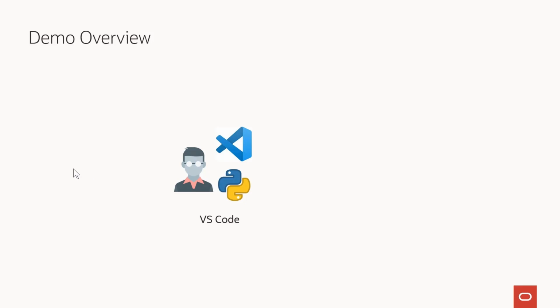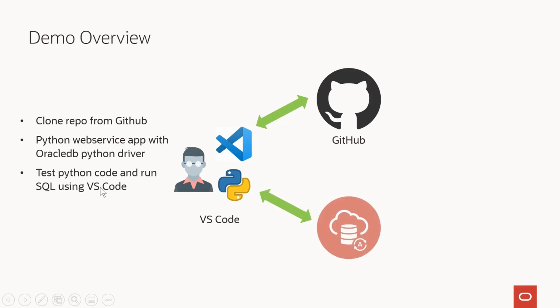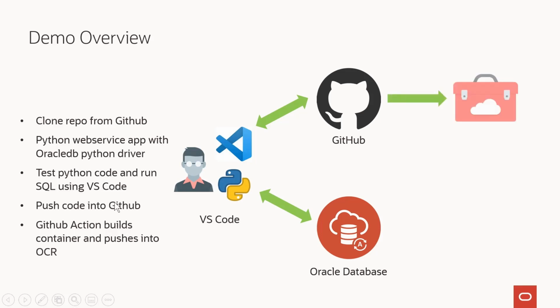Thanks, Santanu. Now, in this demo, we're going to be cloning some code from a GitHub repository. That code includes a Python web service app that uses the OracleDB Python driver. We'll be testing that Python code and running SQL using Visual Studio Code against the Oracle database, and then we'll push the code into GitHub, which will trigger a GitHub action that will build a container and push it into the Oracle Container Registry. We won't show it in this demo, but then you could use that container in an Oracle Cloud service.